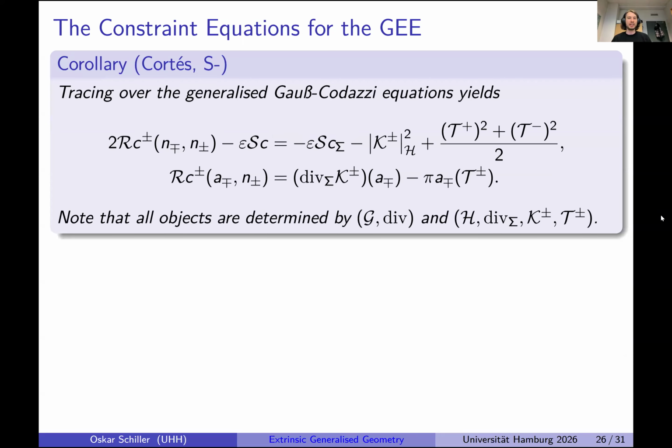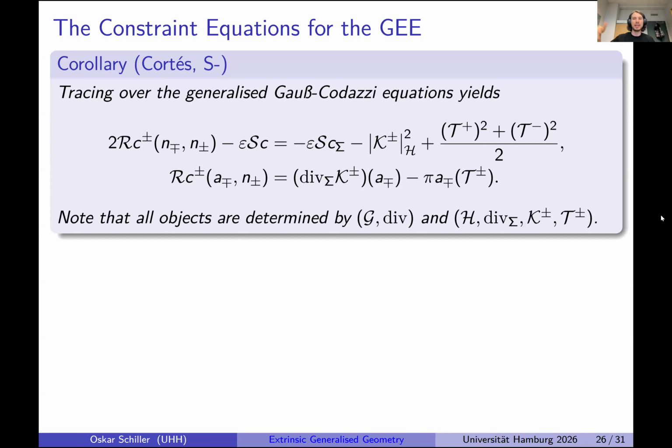And tracing over these generalized Gauss-Codazzi equations, you obtain the constraint equations for the generalized Einstein equations. There again, on the left-hand side, we have up to a factor the generalized Einstein tensor, if you will. So this linear combination of the generalized Ricci tensor with the generalized scalar curvature. And these equations are structurally exactly the same equations as the normal constraint equations for the Einstein equations. This is the beauty of these equations.